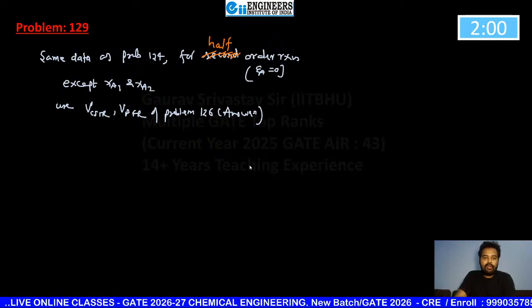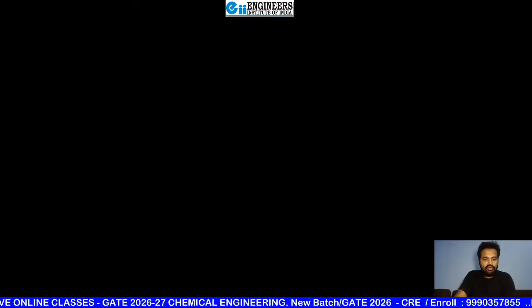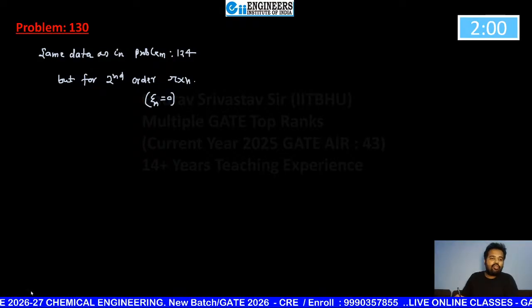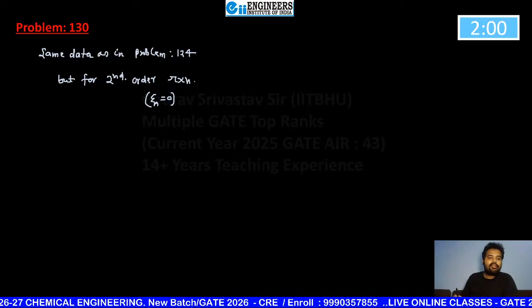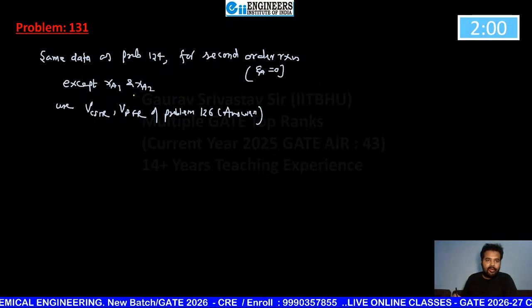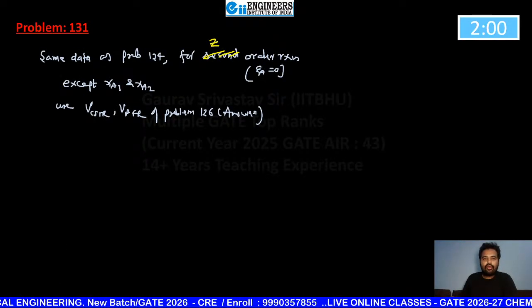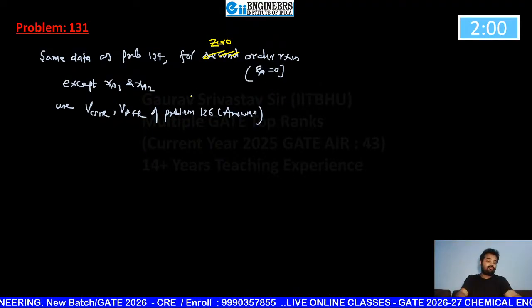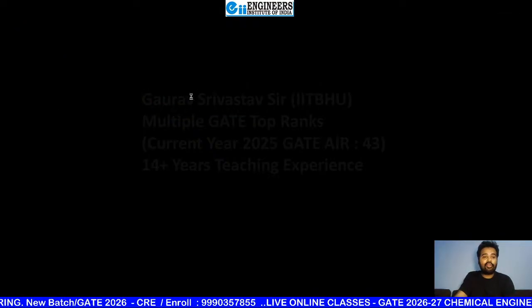And do one more thing, homework is still left, take some more homework. So 129 is done, and this will be 130, 131. See, this time you have to do the same, but for zero order reaction, and here also for zero order reaction. That means same analysis you have to do for 0, half and 2. Now that's it for today's lecture.